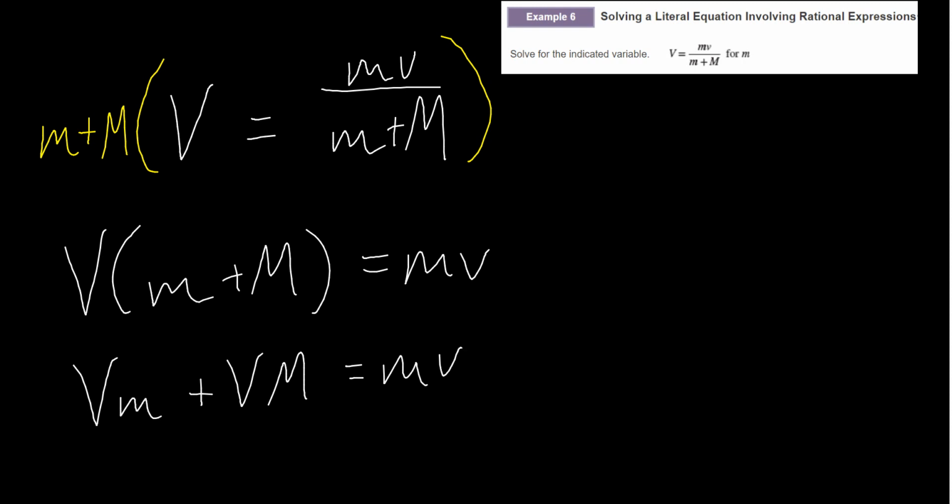Now again, we're trying to solve this for little m. If we're trying to solve for little m, then it makes sense that we need to get the little m by itself. So in order to do this, here's what we're going to do. Let's subtract big V times little m from both sides, because I want to get both of the little m's on one side.